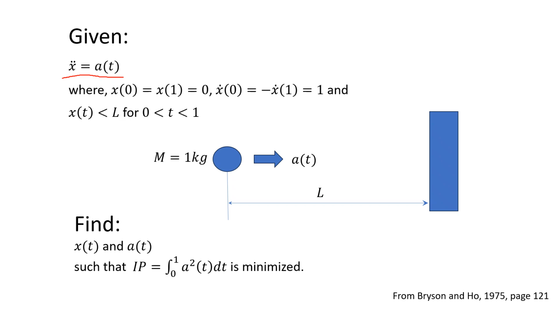We also have an inequality constraint, and that inequality constraint states that x of t can never be greater than L. We would like to solve this problem, that is, find the optimal x of t and a of t such that the control energy is minimized. Our performance metric for the minimization of control energy is the integral from 0 to 1 of a squared dt.